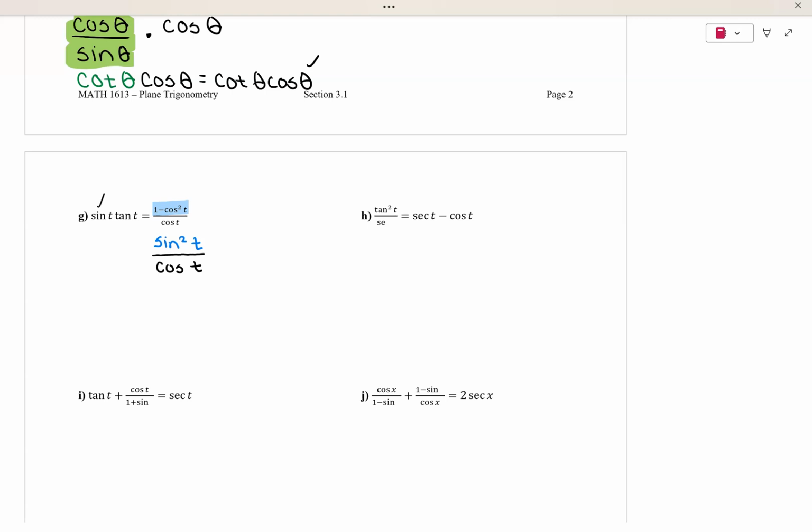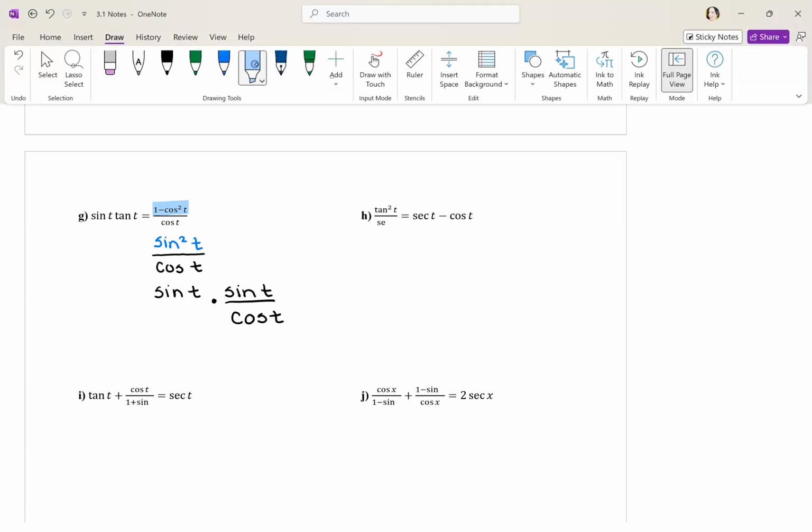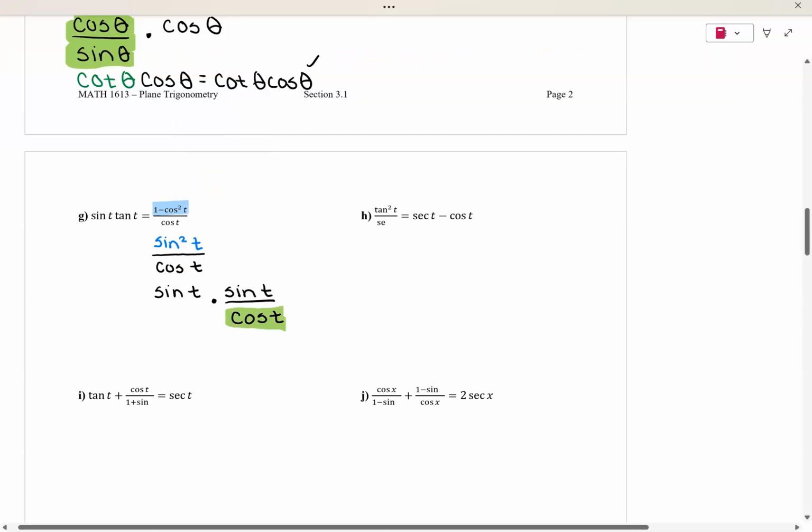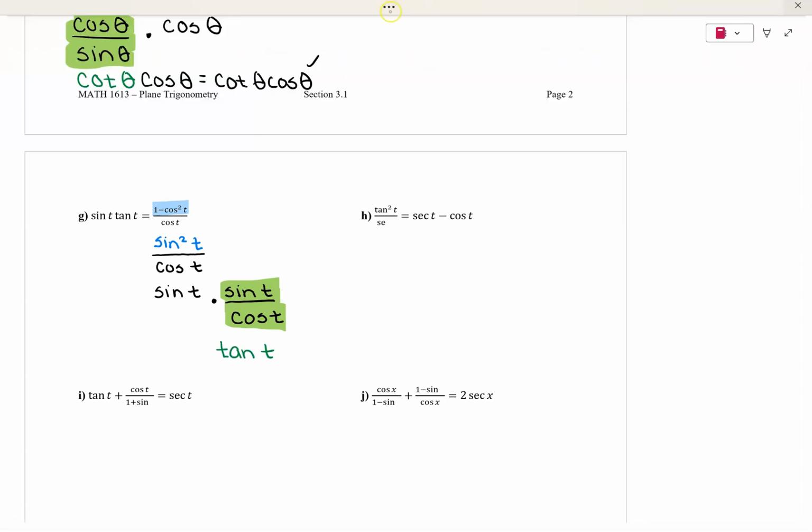Okay, so this is kind of like what we did just a second ago. Notice I need sine, I have one of those, and I need tan, which is sine over cosine. So we're going to split these up again. So I'm going to have sine of t times sine of t over cosine of t. And then here, we know that sine of t over cosine of t is tangent of t. And notice that matches.